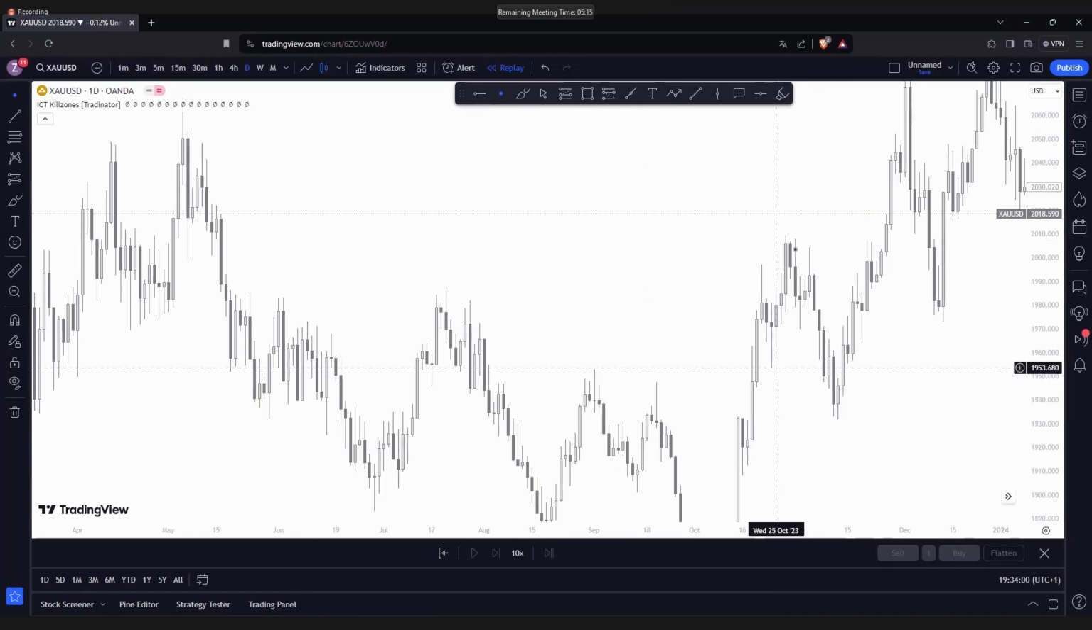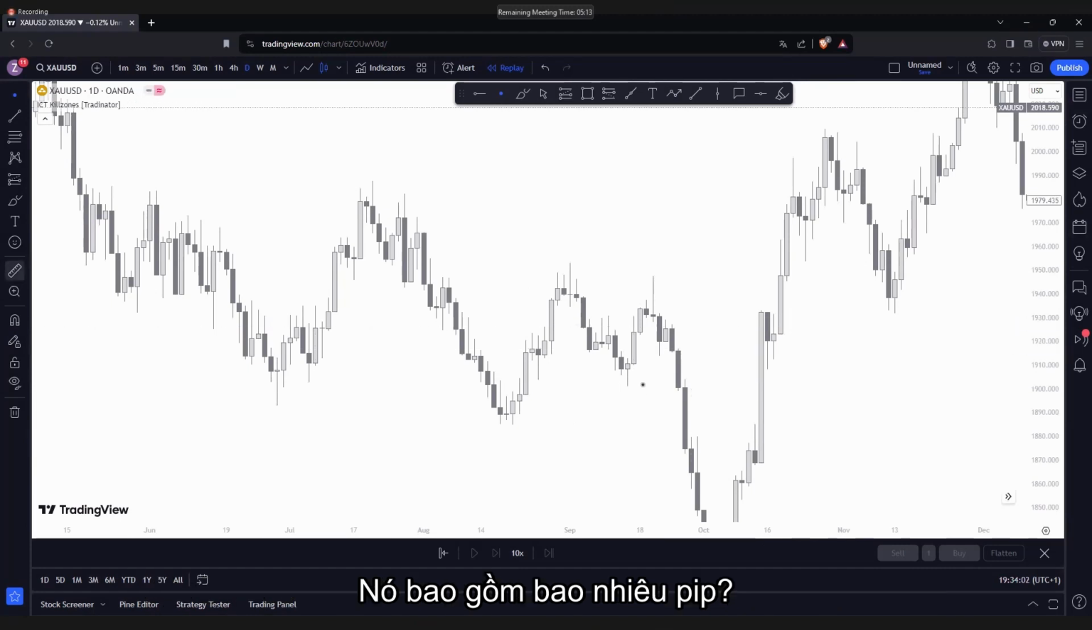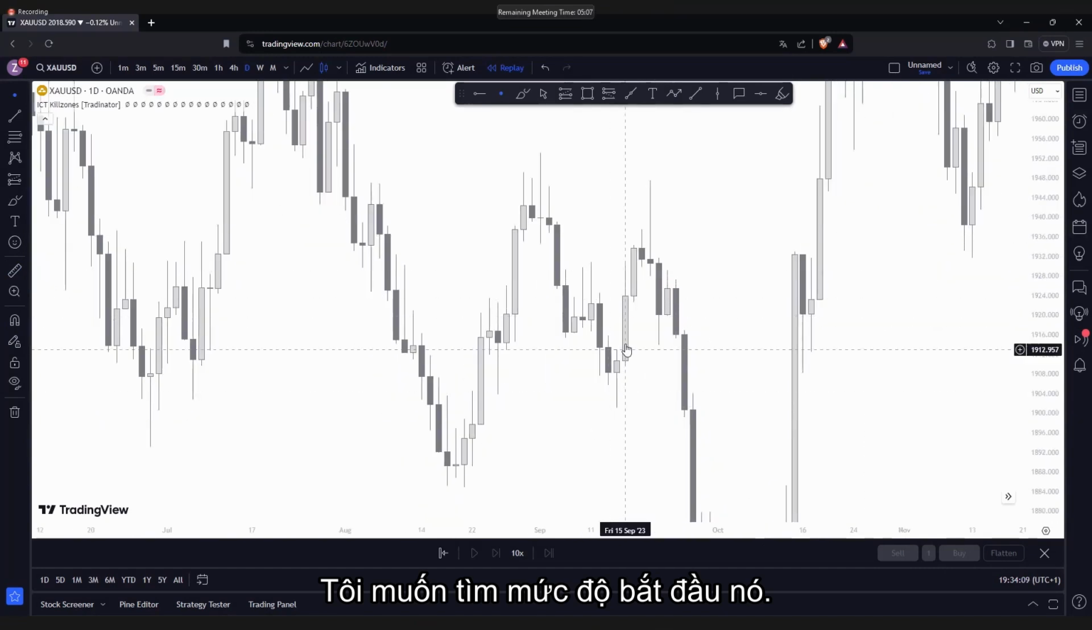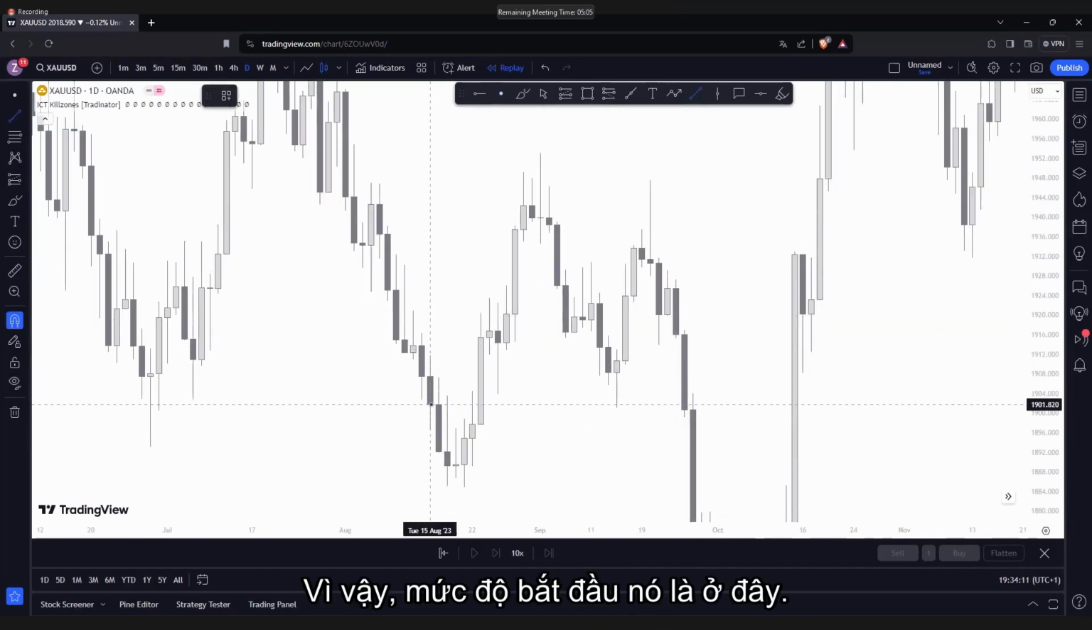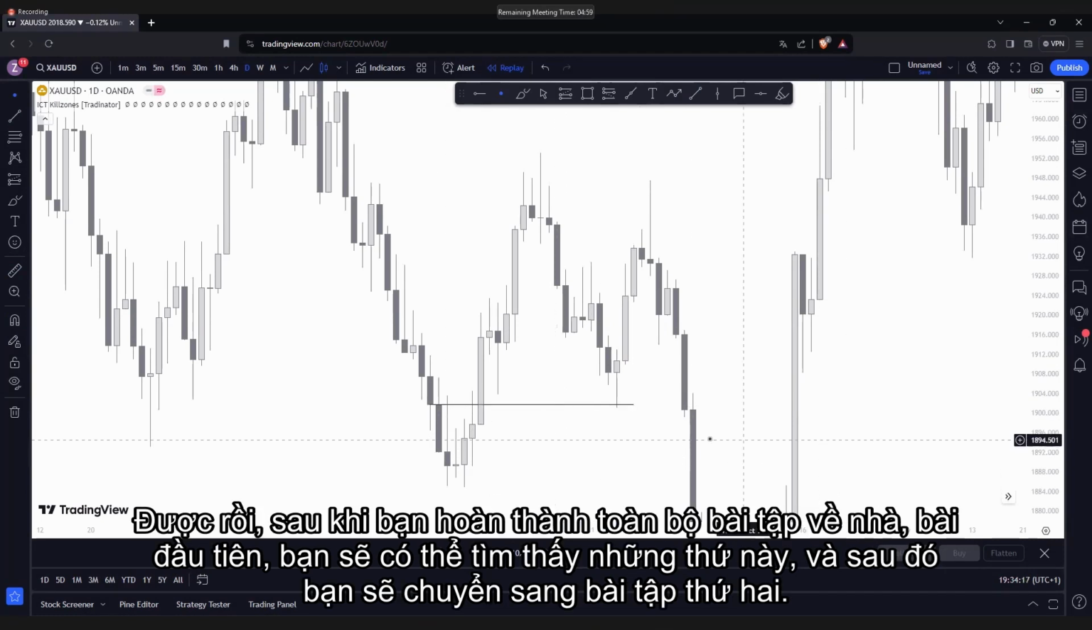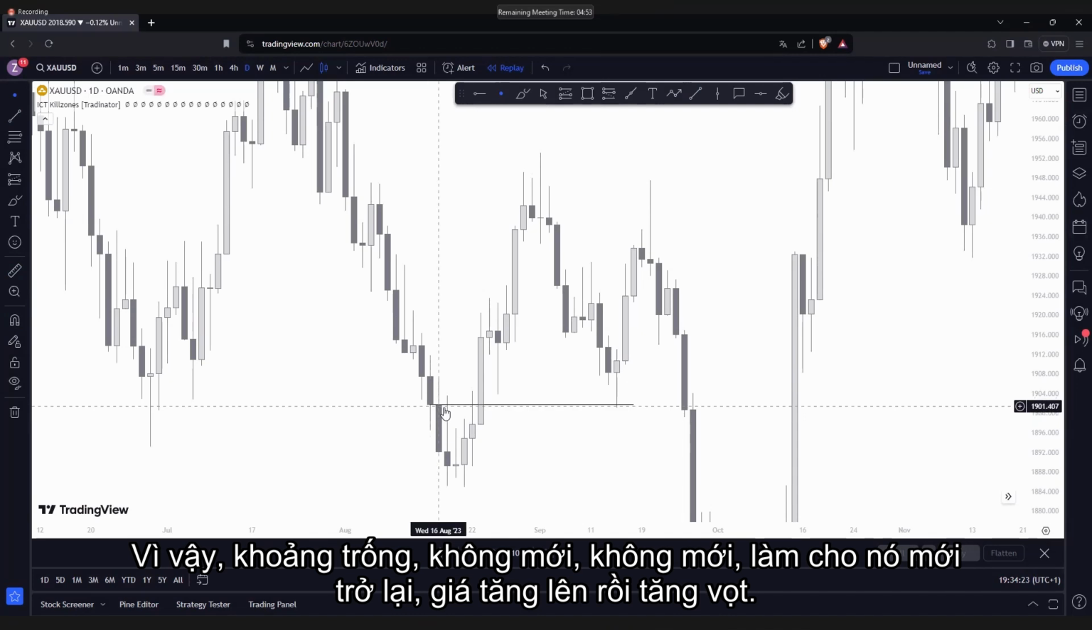Now I'm going to give you an example. You see this bullish move right here, it consists of how many pips? 464 pips. I want to find the level that started it. The level that started it is right here. You're going to be able to identify this level by doing the first homework. After you finish the first homework, you're going to be able to find these, and then you go to the second homework. So gap, unfresh, unfresh, made it fresh again, price goes to it, then flies up.